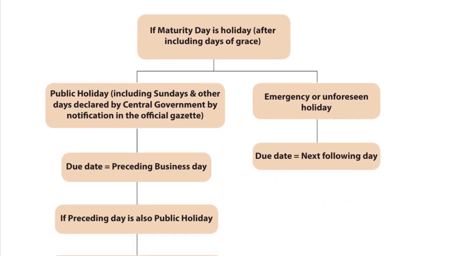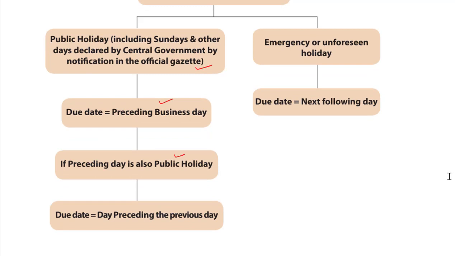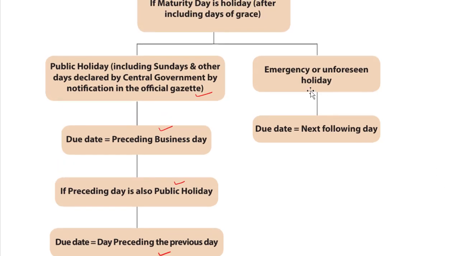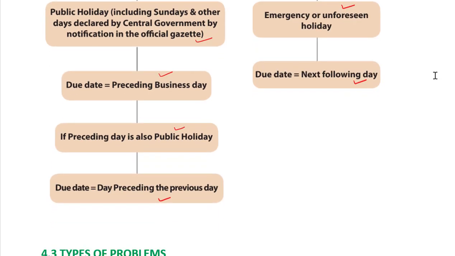If maturity day is a holiday after including the days of grace, and that is a public holiday including Sundays and other days declared by the central government in the official gazette, due date will be the preceding business day, because you already know in advance that this due date is a Sunday. If preceding day is also a public holiday, due date is the day preceding the previous day. That means preceding business days. I believe you understood. But if the due date is an unforeseen holiday or emergency holiday, then due date will be the next following day. I believe you understood.